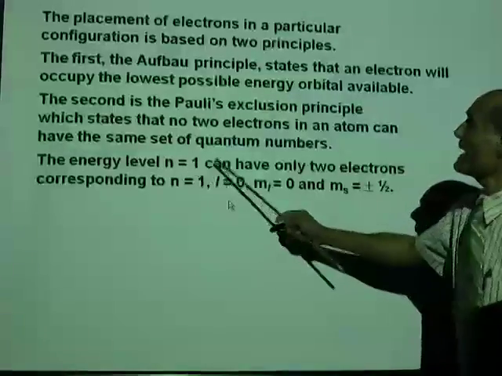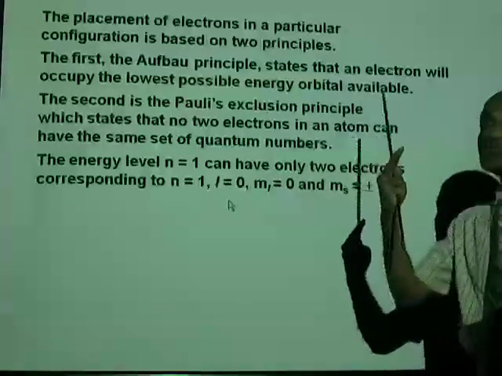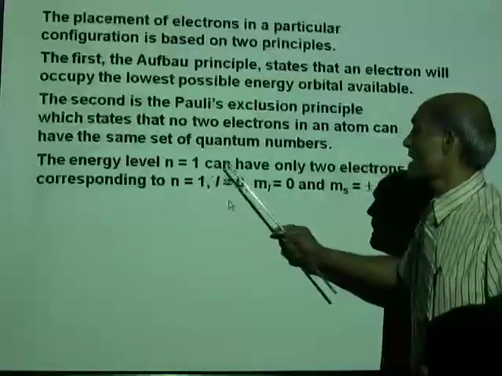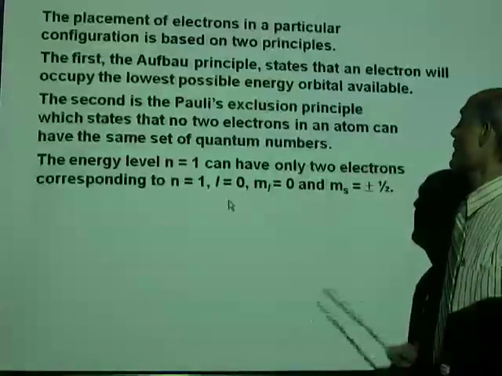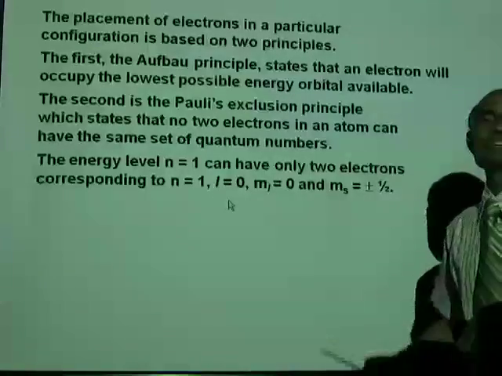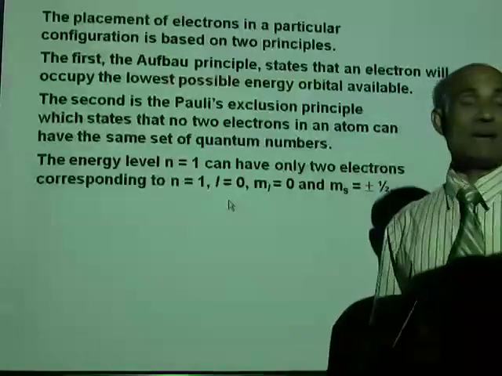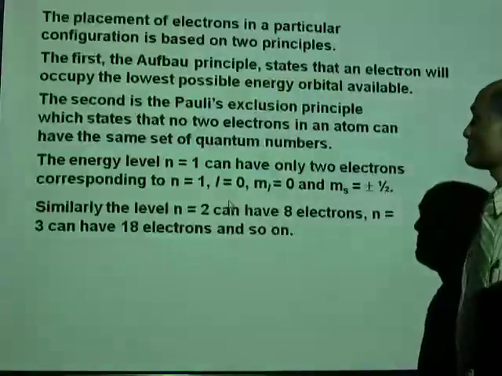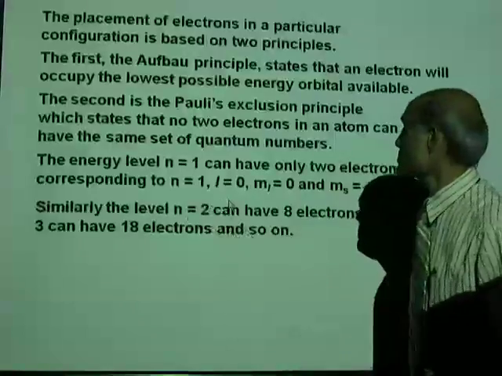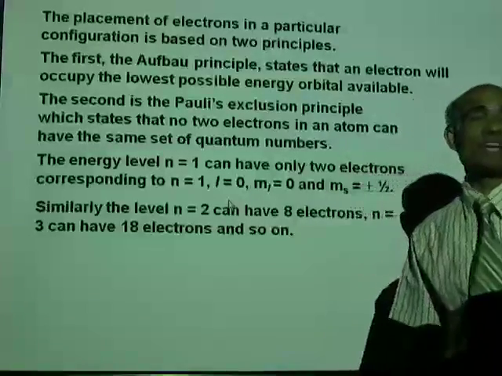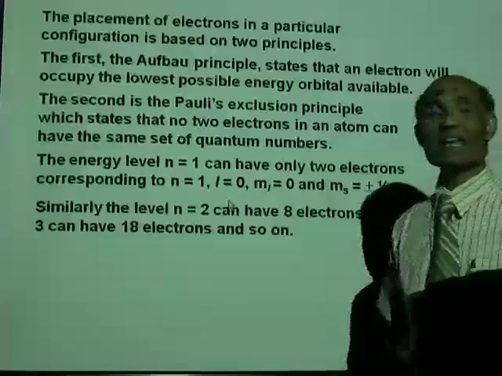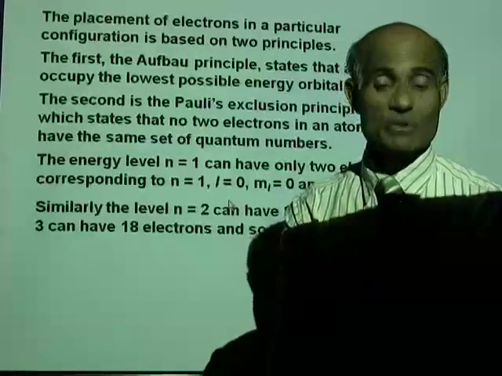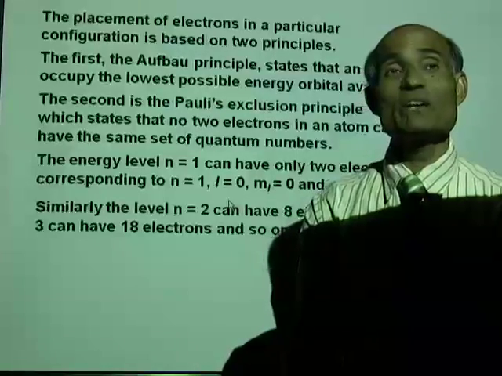Now, the energy level n equal to 1 can have only two electrons because of that particular principle, which corresponds to n equal to 1, l equal to 0, ml equal to 0, and ms equal to either 1/2 or negative 1/2. Now, if you go to n equal to 2, how many electrons can there be at n equal to 2? Can you tell me?